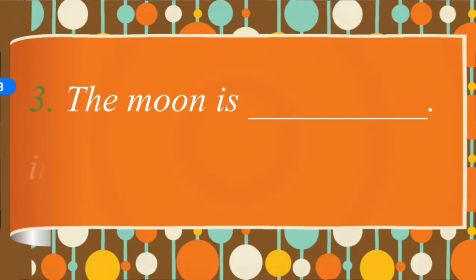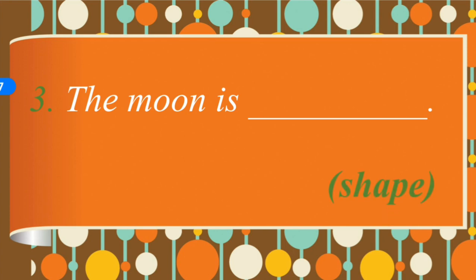Next one. The moon is dash. We have to tell the shape. The moon is round.